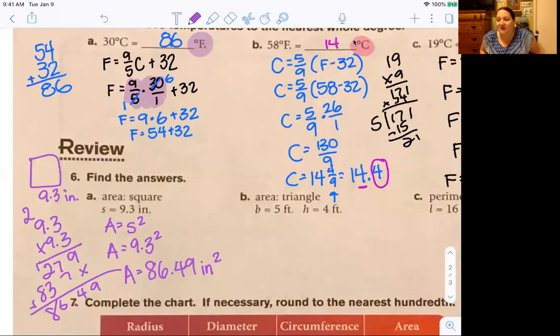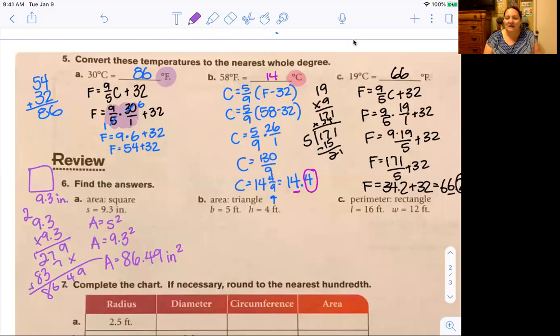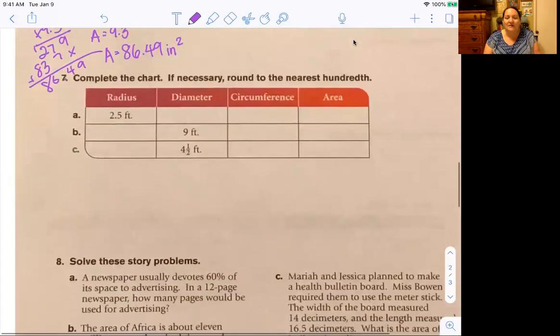And I'm going to tell you guys a little secret. If we found the square root of 86.49, guess what it would be? It'd be 9.3, because we would just do the opposite of squaring. Kind of cool, huh?